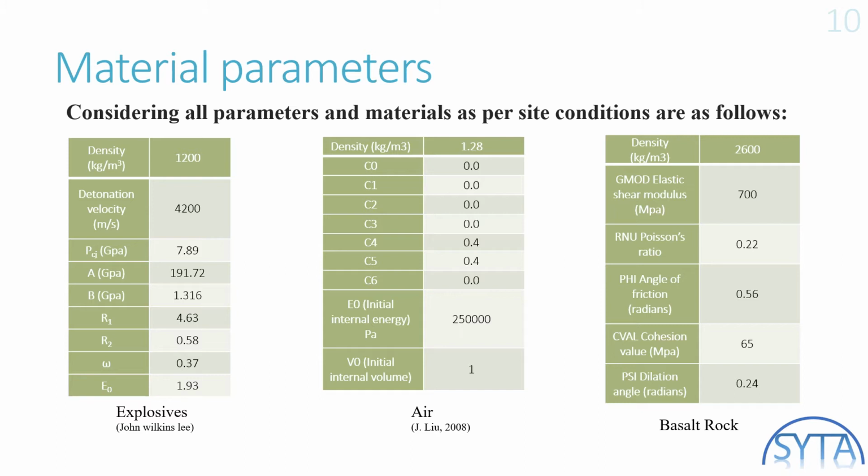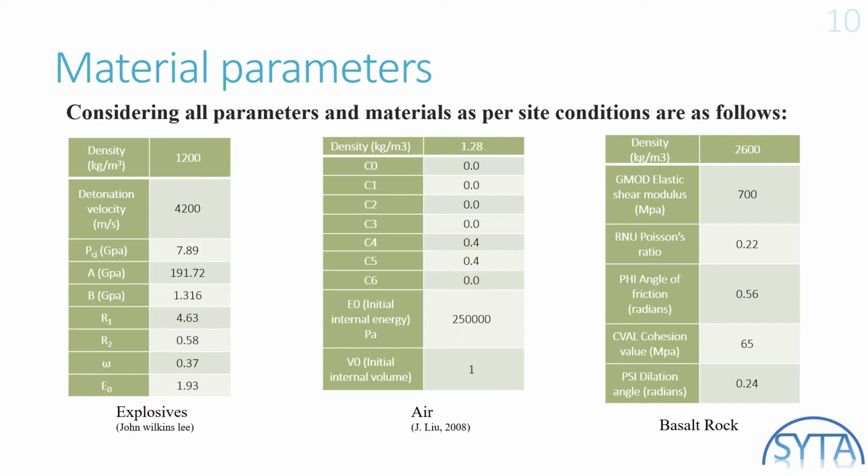1200 kg per meter cube. The detonation velocity is 4200 meter per second. The PCJ is the Chapman-Jouguet pressure in gigapascal, which is 7.89. Then A, B, R1, R2, W and E0 are the coefficients of the emulsion explosive, where A is 191.72 gigapascal, B is 1.316 gigapascal, R1 is 4.63, R2 is 0.58, W is 0.37, and E0 is 1.93. These parameters are according to the Jones-Wilkins-Lee parameters.